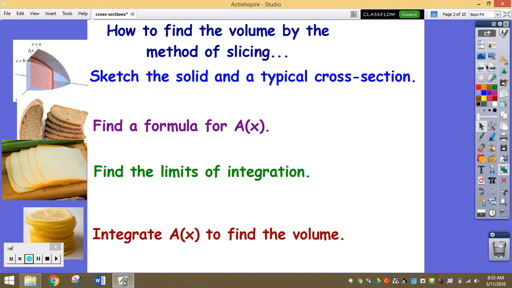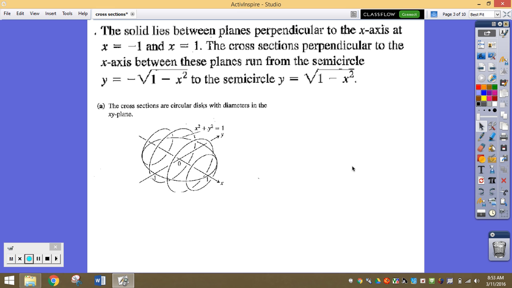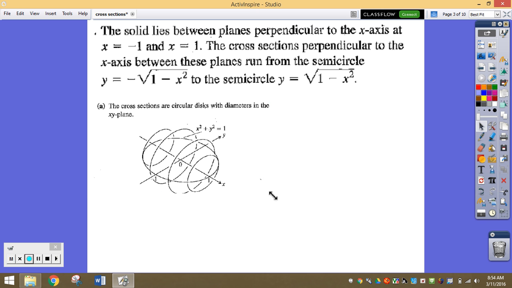So in this example, we have a solid that lies between the planes perpendicular to the x-axis at x equals -1 and x equals 1. The cross sections perpendicular to the x-axis between these planes run from the semicircle y equals negative square root of 1 minus x squared to the semicircle y equals square root of 1 minus x squared. And so sketching some of these solids will help.